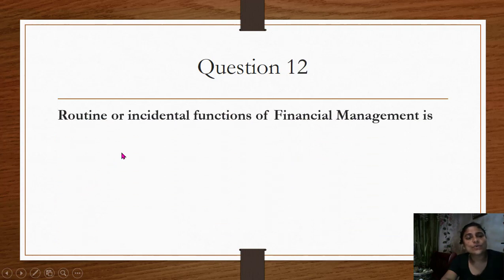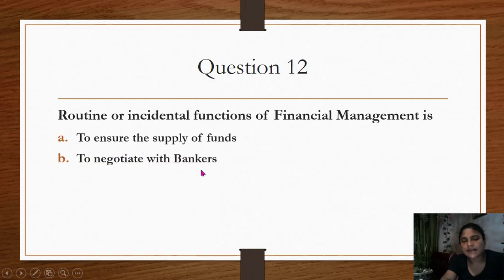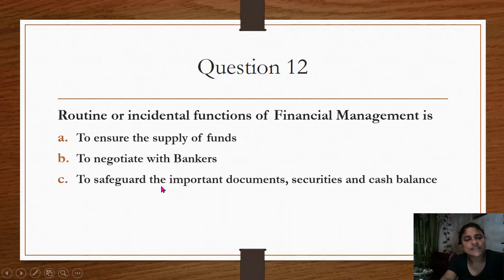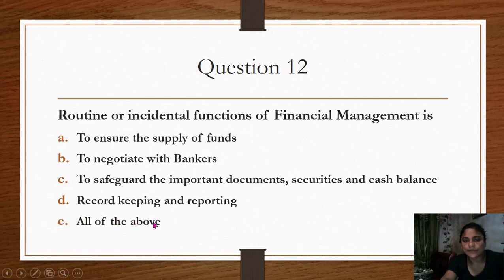Question 12. Routine or incidental functions of financial management are to ensure the supply of funds, to negotiate with the bankers, to safeguard the important documents, securities and the cash balance, record keeping and reporting, all the above. All these four are the routine or incidental functions of financial management. So the answer for question 12 is all of the above.